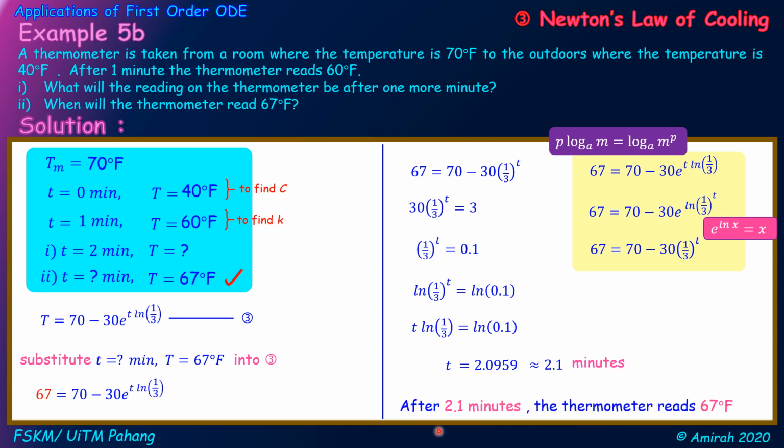Then we can write, after 2.1 minutes, the thermometer reads 67 degrees Fahrenheit. This is the final answer. Got it?